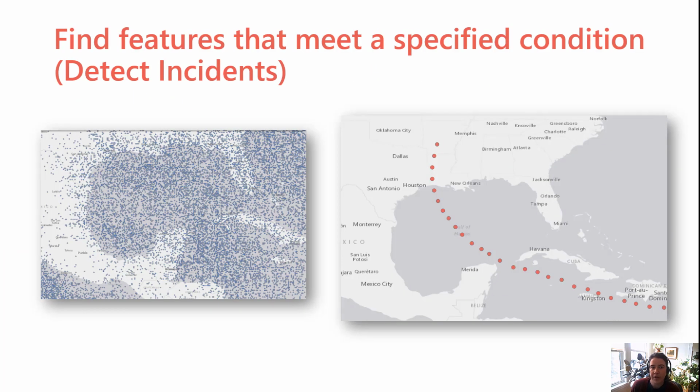The next tool lets you find features that meet a specified condition. This one definitely doesn't have to be spatial. It could be sensor values, and I think we actually have a demo somewhere about that, so I will try and link that as well. And this one's Detect Incidents. So within a bunch of data, you can find the features that meet a specific condition. And you can use those Arcade expressions. So you could do something like find the values that are 2 times the mean of the previous values.